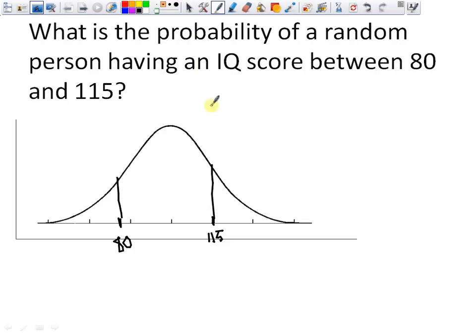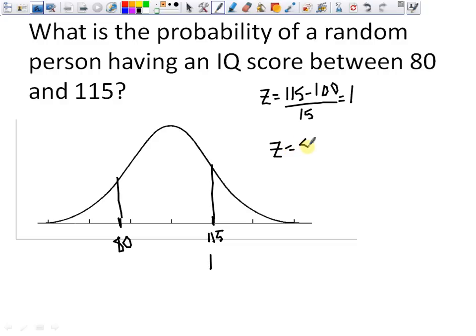So what we're going to do is come up with 2 z-scores. We know 115, the z-score is going to be 1, because it's exactly 1 standard deviation above the mean. We would have 115 minus 100. Tells you that it's 15 IQ points away from the mean. And since the standard deviation is 15, that's exactly 1 standard deviation above the mean. So that's 1 as a z-score.